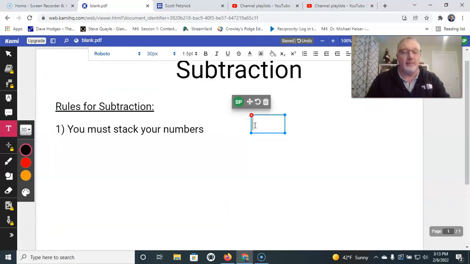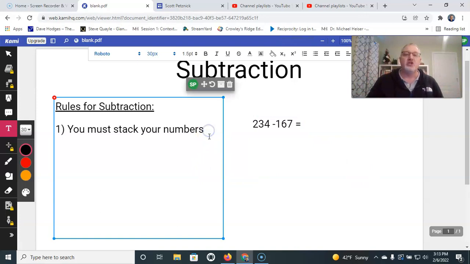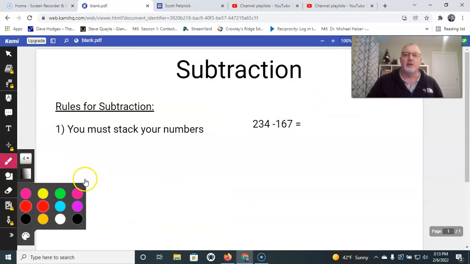Okay, and again, what do I mean by that? Well, 234 minus 167 equals, and they think that they can do that sideways. Now, there might be a kid that can do that in their head and work that stuff out, but using the standard algorithm, the traditional way to subtract, we can't do that. So we need to make sure that we get those numbers stacked, right? And so we're going to put those numbers up here.